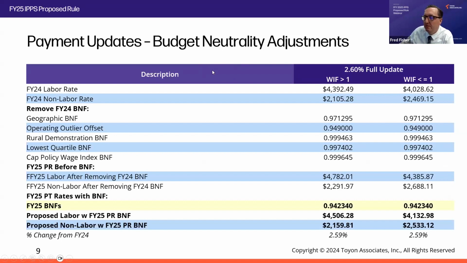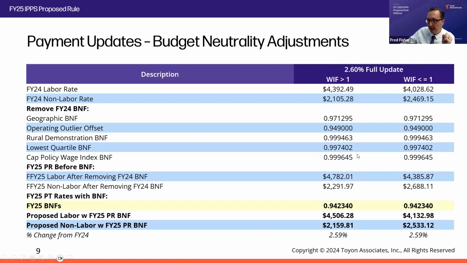But this comes up often, and we don't have to be experts on this slide, obviously, but it's good to know what it means when CMS says they're giving us an update of 2.6%. It's convoluted by all this budget neutrality, all these adjustments that ensure the Medicare spend is within the budget for the year. What happens is they start with the 24 rates and remove those prior year budget neutrality factor adjustments.